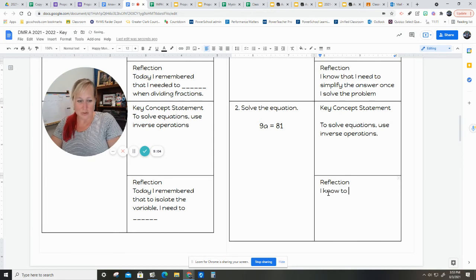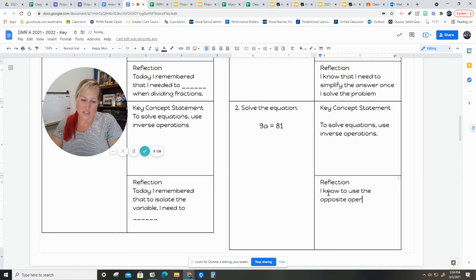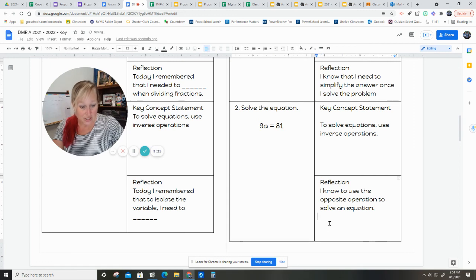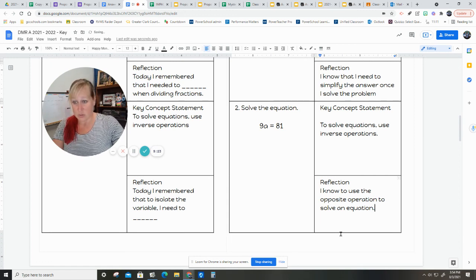I know to use the opposite operation to solve an equation. The other vocabulary is equation. So in case I have not mentioned it in class, an equation needs to have the equal sign. So this is an equation because it has the equal sign. If it's just 9a and no equal, that's an expression. So that's different. All right, make sure that you have this done and ready to move on.